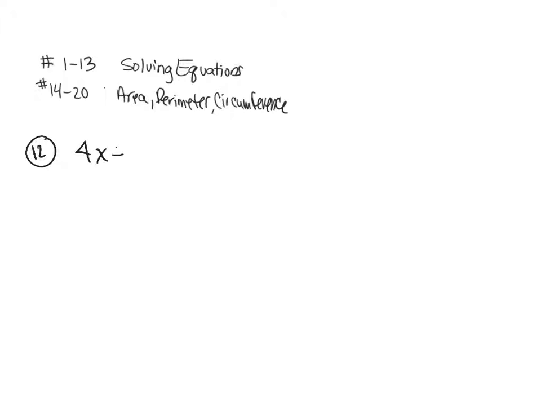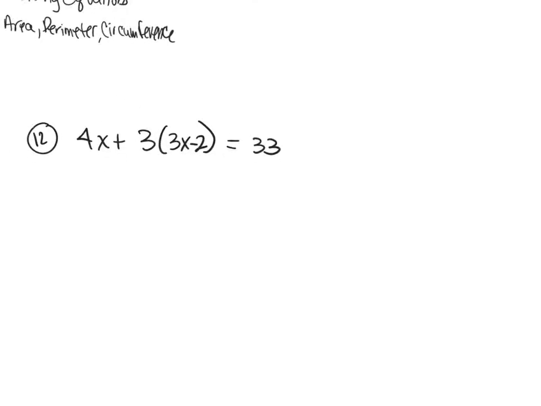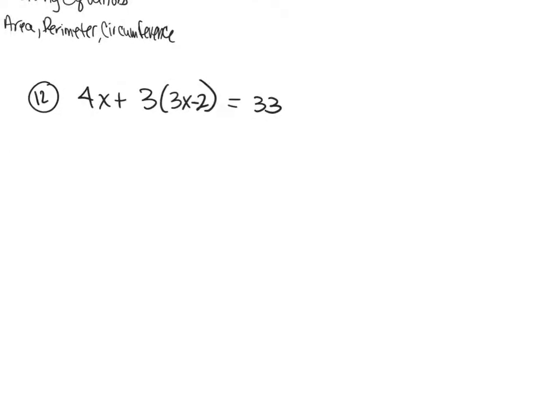Number 12 says 4x plus 3 times (3x minus 2) is equal to 33. Remember that when you're solving equations, you're trying to find out what the x is equal to. You are separating the x's from the numbers. You want the final answer to be x is equal to, and then some number.